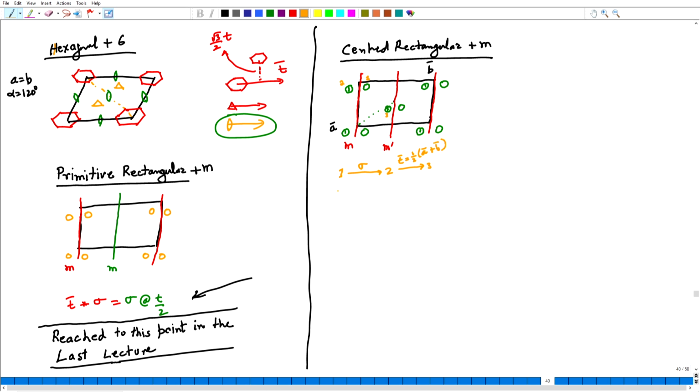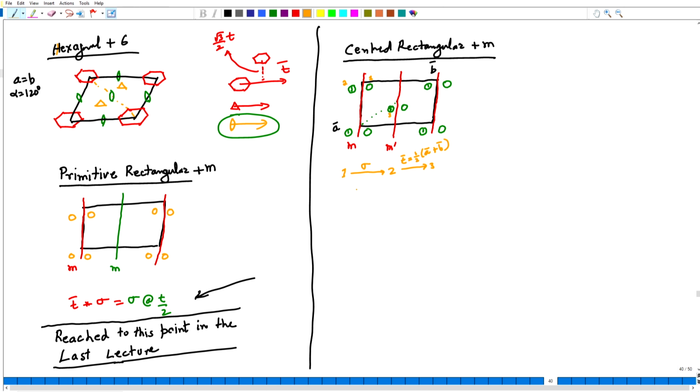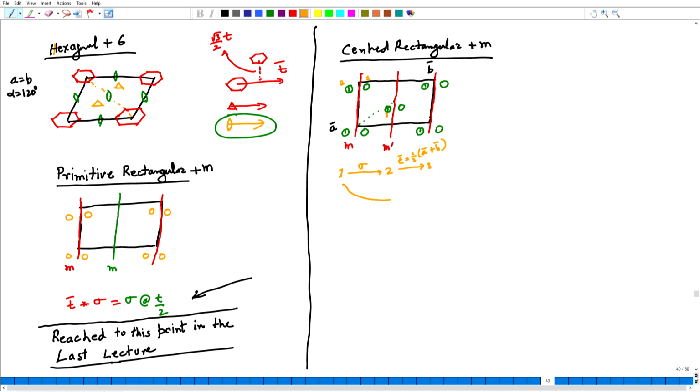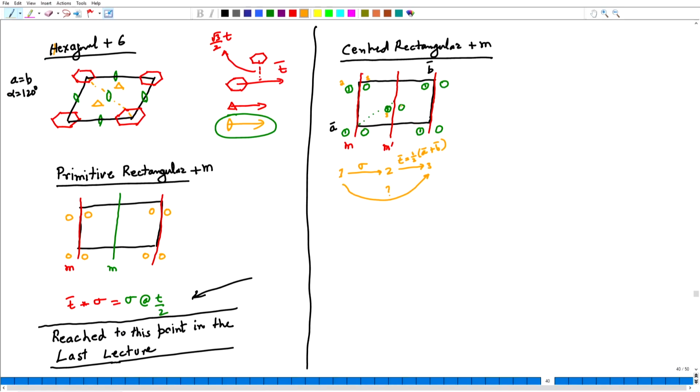Now, the question we ask is, how do I go from 1 to 3, or what symmetry operation should take me from 1 to 3? Because after all, for it to be a symmetry group, there are certain rules according to group theory that have to be followed, that we discussed much earlier on. One of the essential rules is closure. Therefore, a combination of 2 symmetry operations should give me a third symmetry operation.